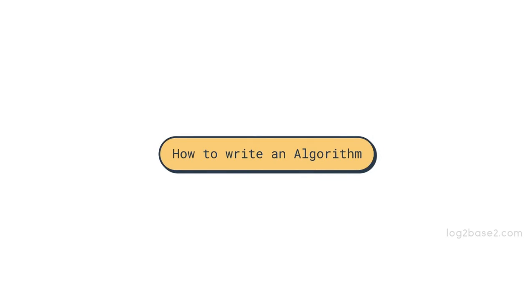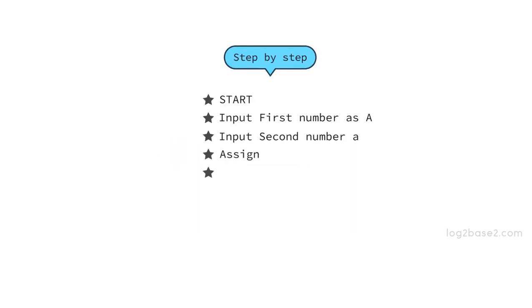So the algorithm is generally developed before the actual coding is done. We can write the algorithm step by step using simple English. For example, if we want to swap two numbers, we can write it in simple English like this.